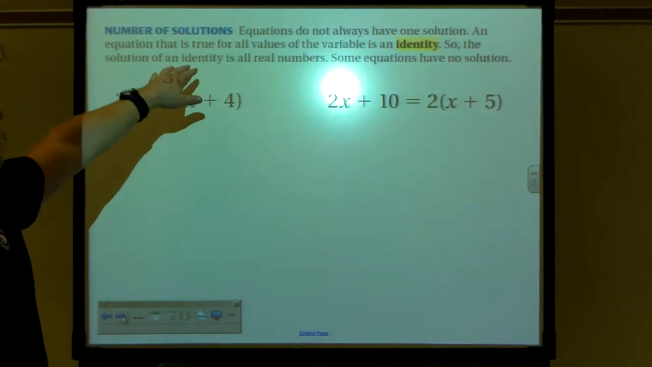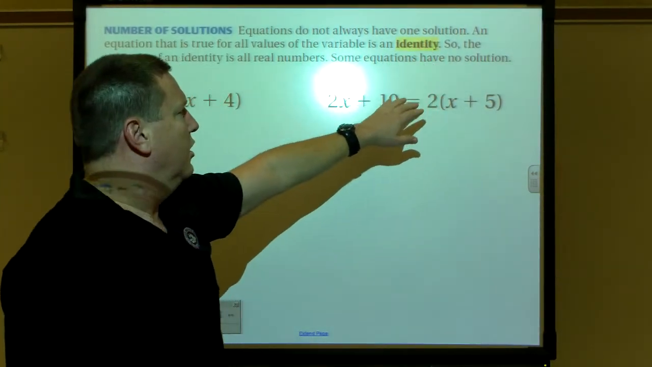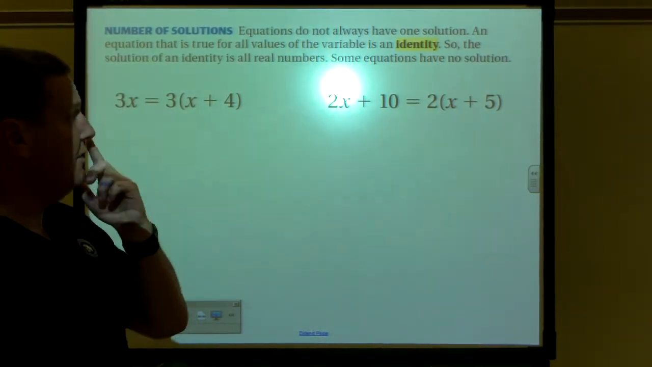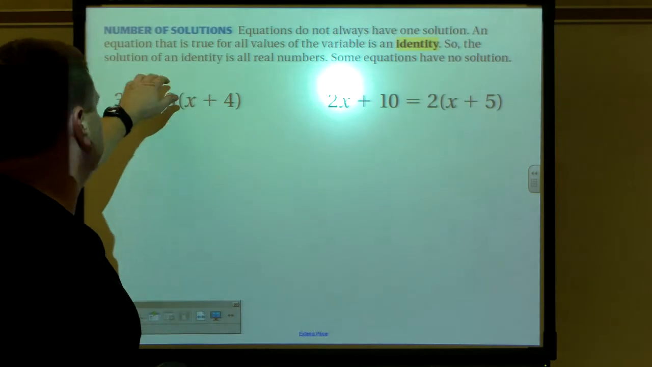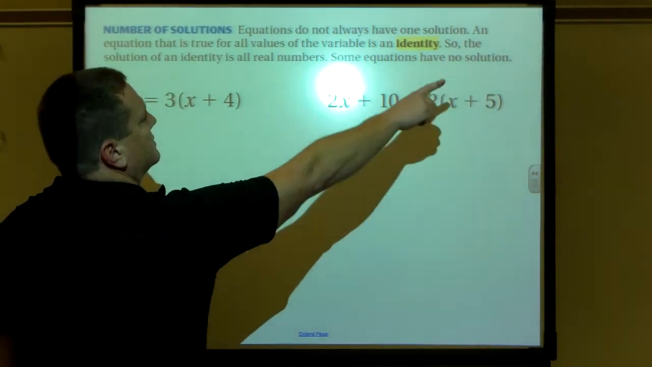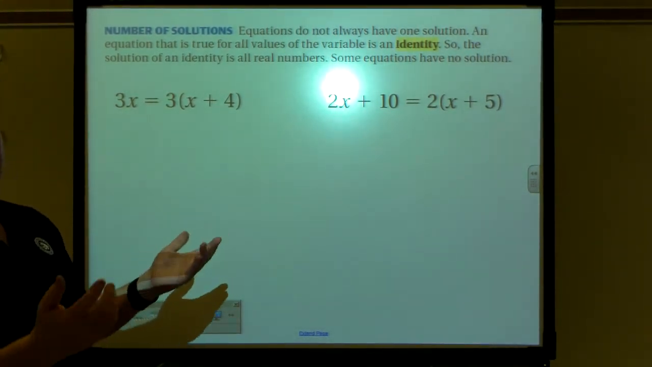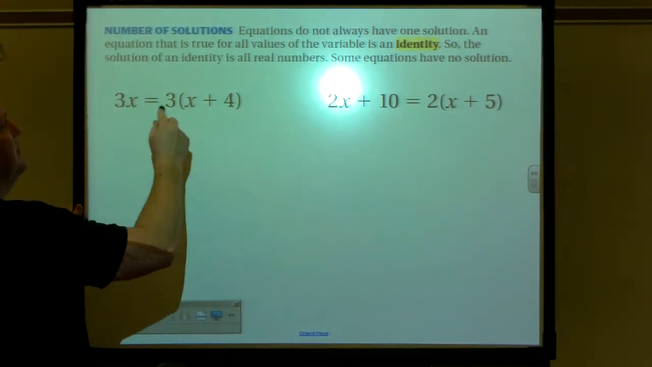An equation that is true for all values of the variable is called an identity. So if it doesn't matter what I put in for the variable, if it's always going to come out true, we call that an identity. So the solution of an identity is all real numbers. Some equations have no solutions. Okay, so one of these will have no solution, the other one will be an identity. The only way to know for sure is to go ahead and solve for x.